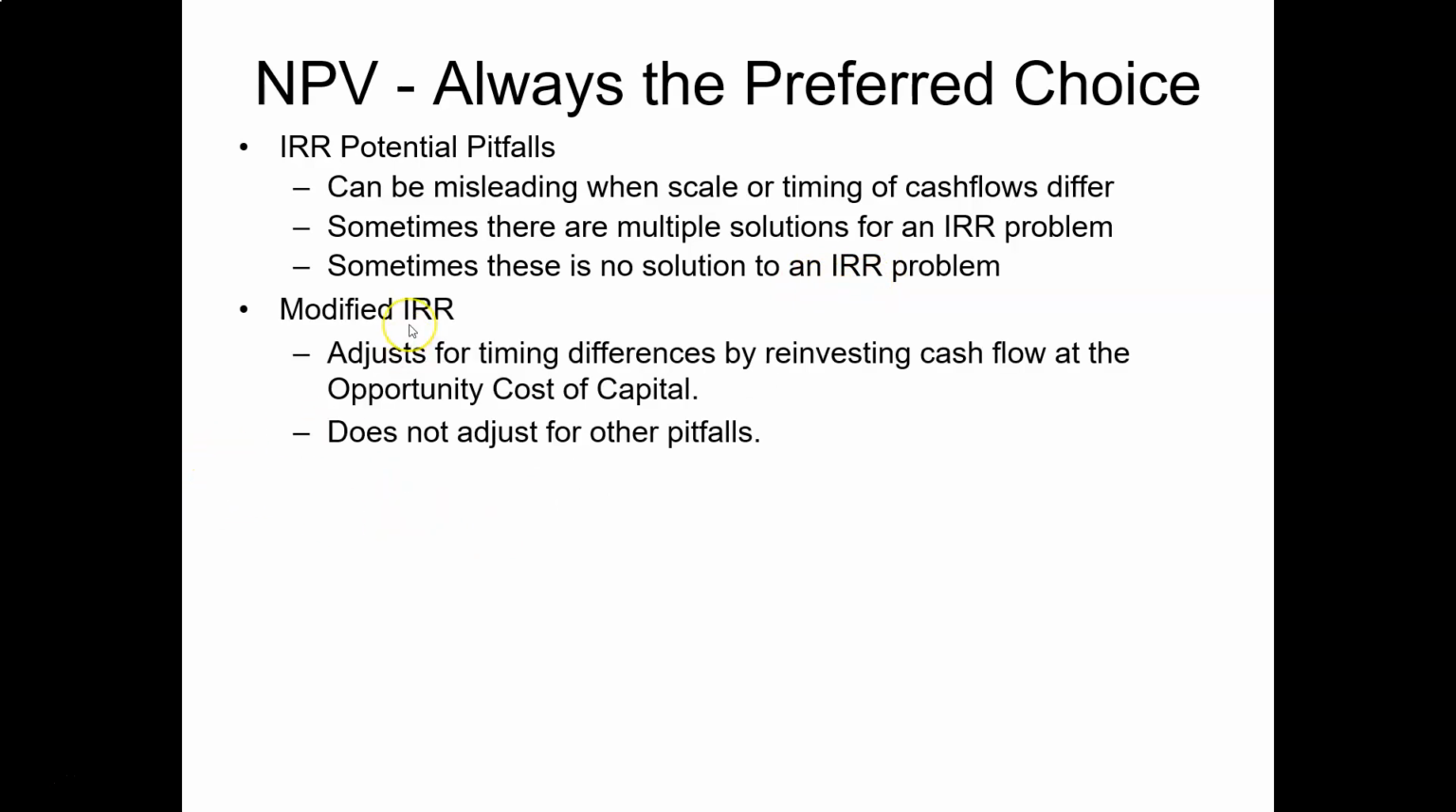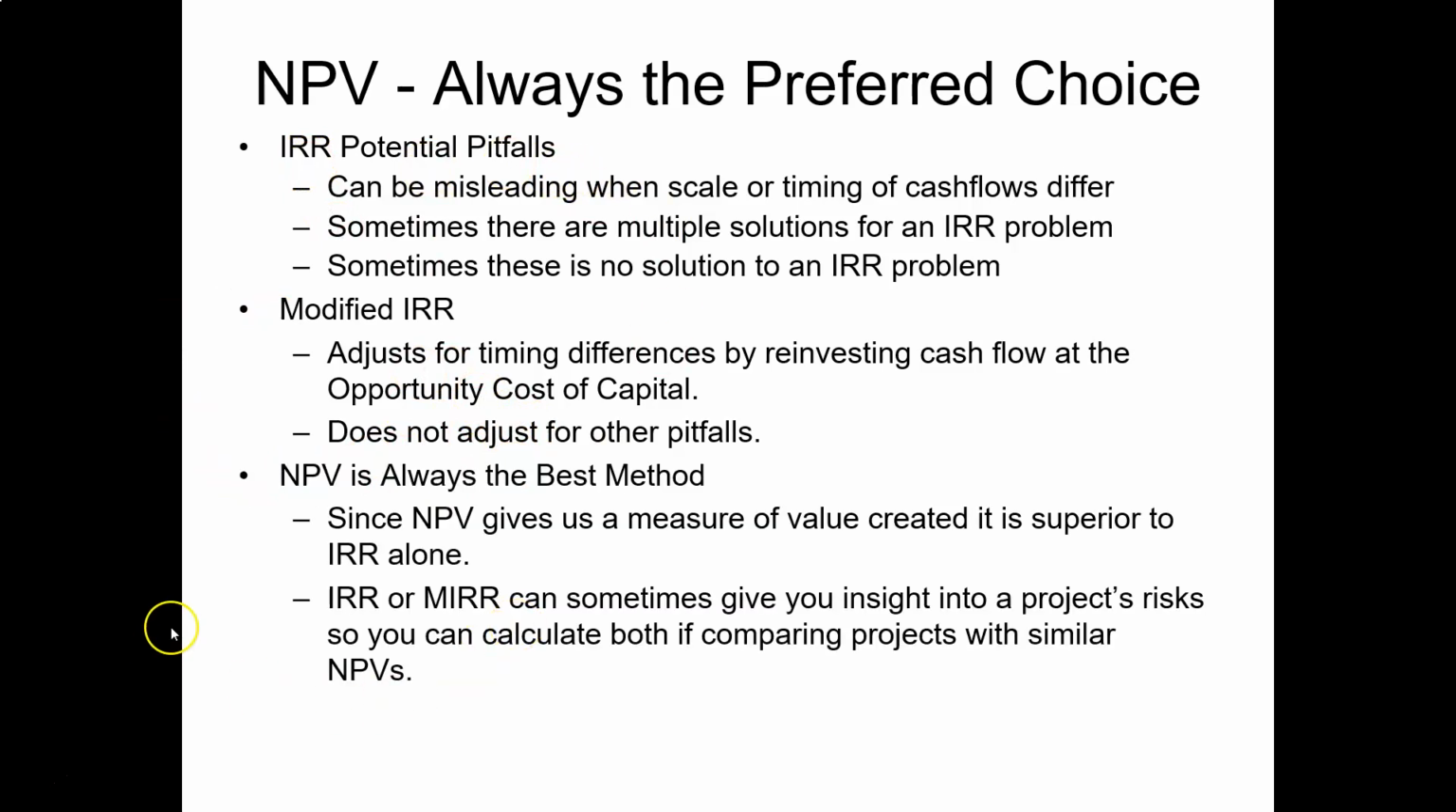If we use the modified internal rate of return, it can mitigate these problems, but it doesn't fix all these pitfalls. So in short, the net present value rule is always the best method because it provides a measure of value created in an investment project. However, internal rate of return or modified internal rate of return can be a good measure because it provides us some insights about the cash flows for an investment project.